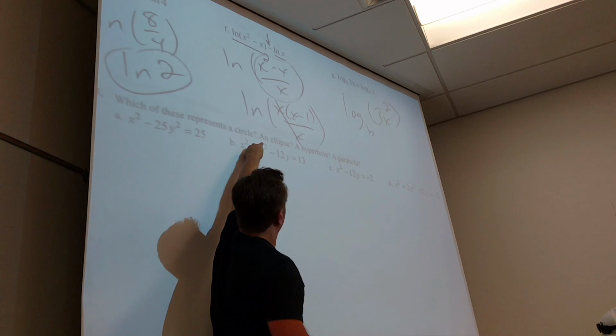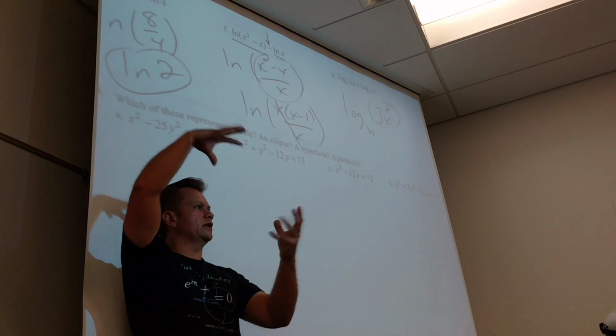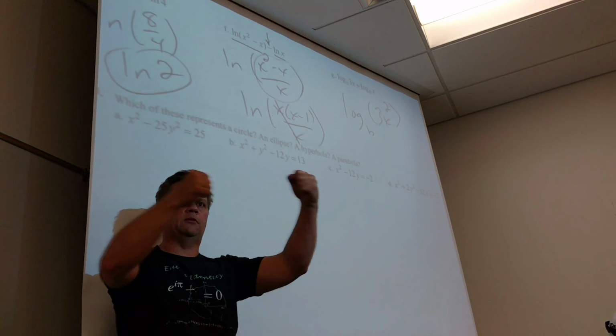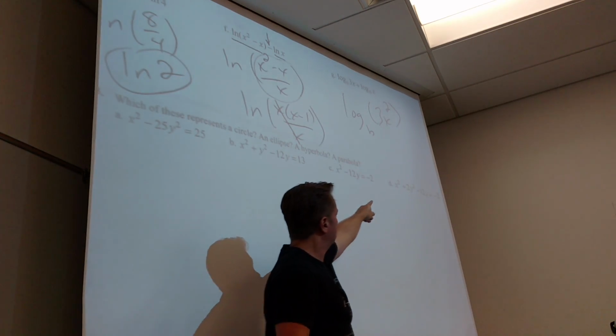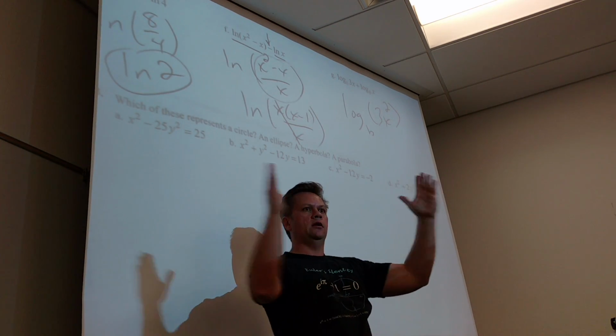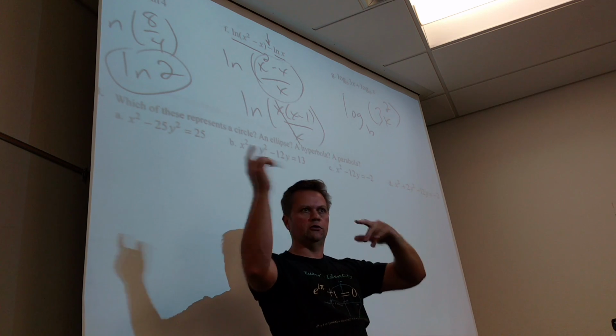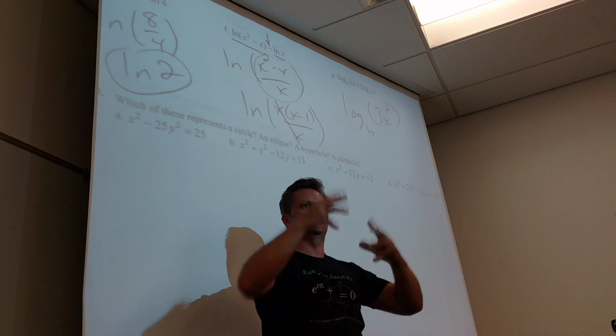In B, the coefficients are the same. I really want this to make sense. That's why it's a circle, because it's going to be the same in both the x and the y direction, whereas in D there's a 2 on the y squared, so it's going to be squished, right? One direction is going to be different than the other. That's the ellipse. Cool.